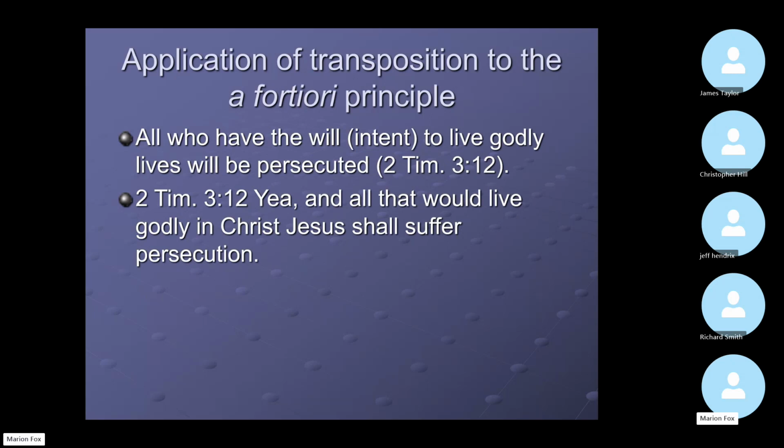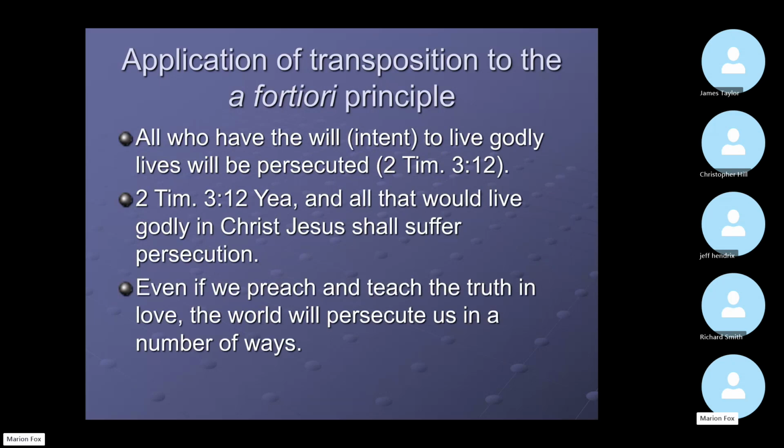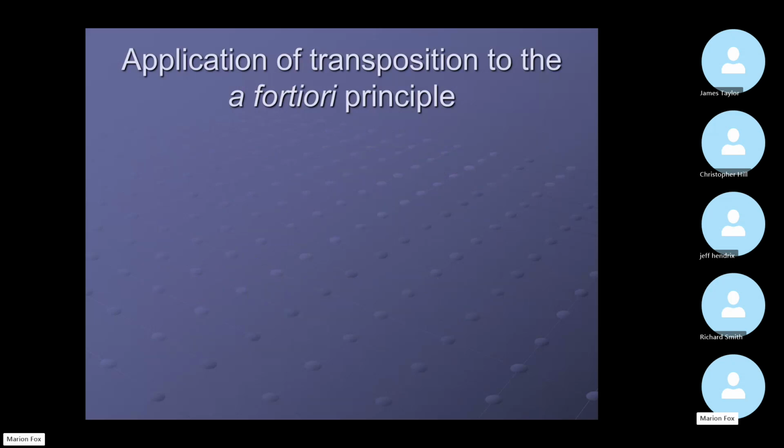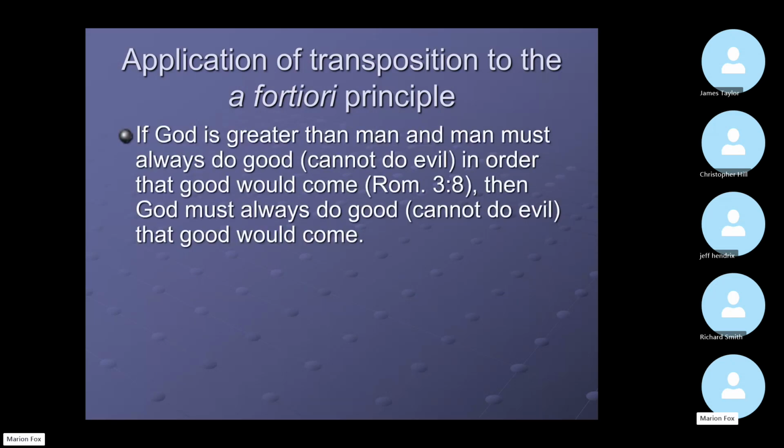We will certainly be ostracized by some people. Even if we preach and teach the truth in love, the world will persecute us in a number of ways, and they do. They do persecute us if we're faithful to the Lord. So this is the application of that principle that Jesus laid out.